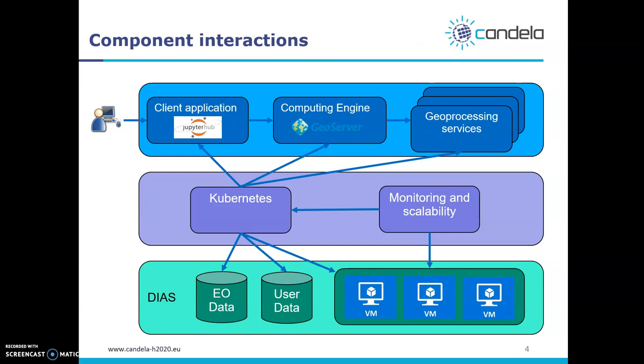From Jupyter, the user can access the computing engine, which exposes a WPS standard interface to run geoprocessing tools. These tools are mainly the algorithms developed for the Candela project. The user can launch several processes in parallel. Each process runs with dedicated computing resources provided by Kubernetes. This parallelization mechanism allows the user to process large amounts of data.